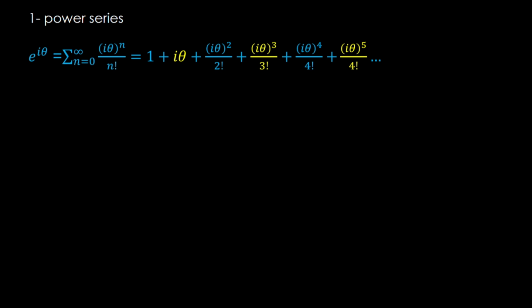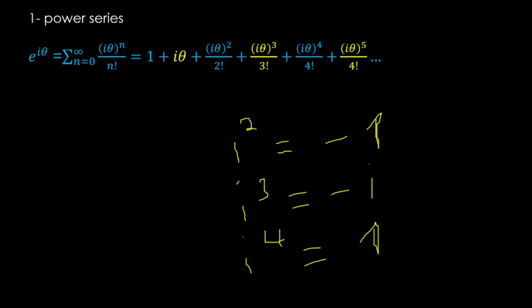The power series states that e to the i theta equals the summation from n equals 0 to infinity of (i theta) to the power n all over n factorial. And we then deduce this as what? This. Looking at this, we have 1 plus i theta. The parts we are putting in yellow are going to remain in i, because i squared equals negative 1, i cubed equals negative 1 times i, that's negative i, and i to the power 4 equals 1.